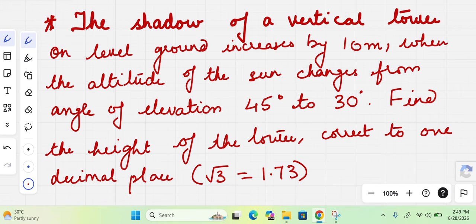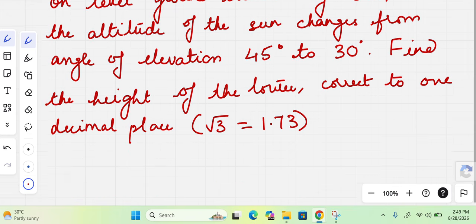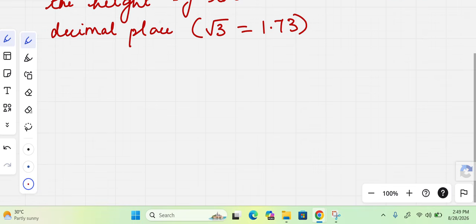Okay, so let me just discuss. I'll also draw it and then let us see if you are drawing the same. The shadow of a vertical tower. So first we have to make a tower. Let this be the tower, I am naming it AB. The shadow of a vertical tower on the level grass increases by 10 meter.